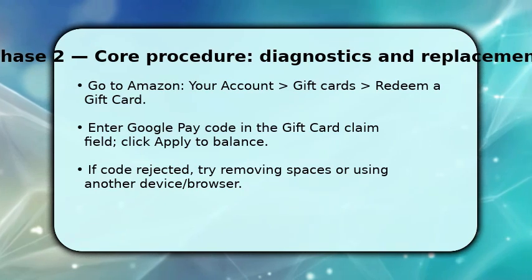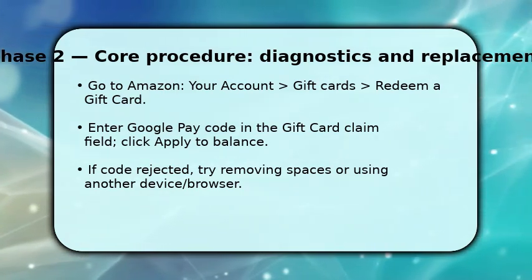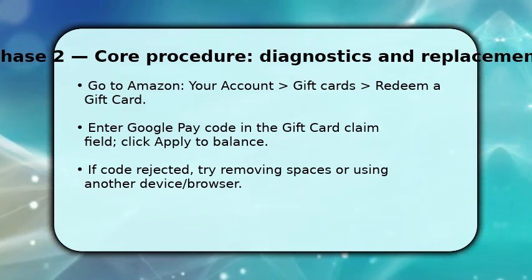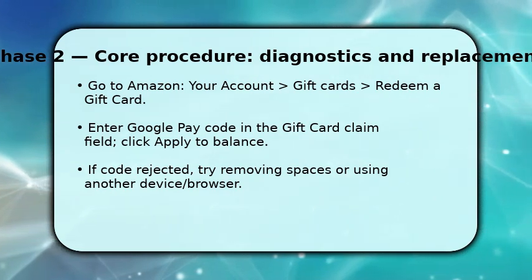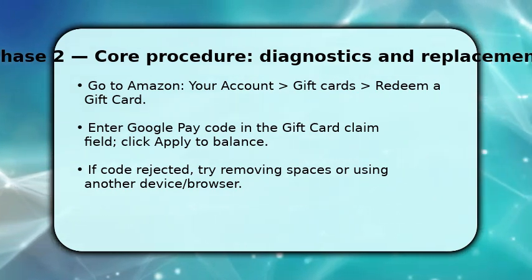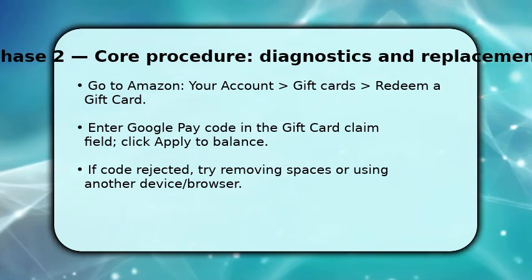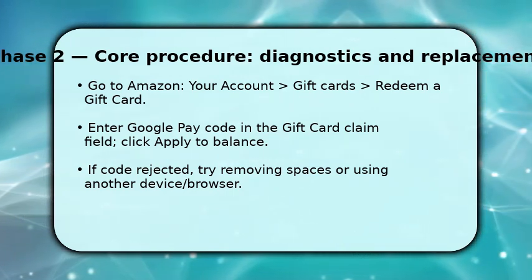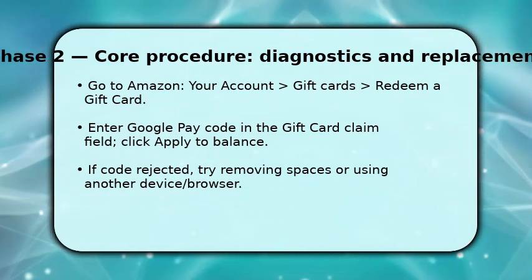You navigate to your account, then gift cards, and choose Redeem a gift card. This is where Amazon accepts codes. Next, carefully enter the Google Pay claim code exactly as shown, then click Apply to Balance so the funds are added to your Amazon account. If Amazon rejects the code, try removing spaces, using a different browser, or retyping slowly. This often fixes formatting issues. Make sure to watch the balance update. That confirms the funds are ready for checkout.